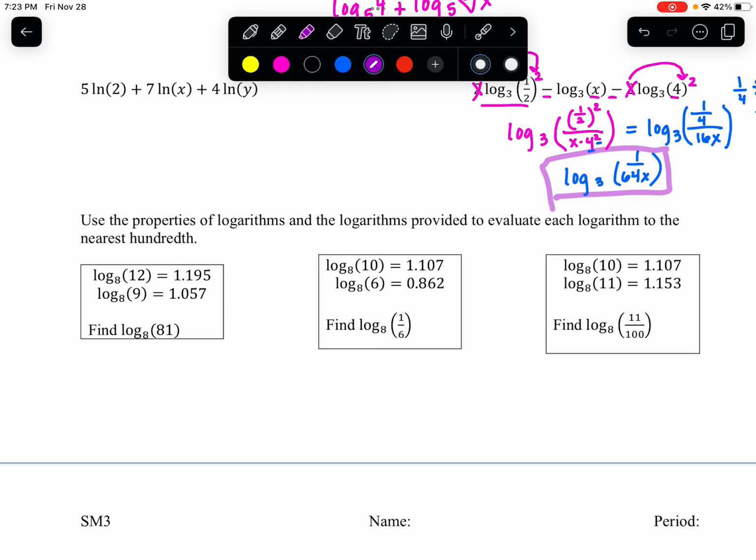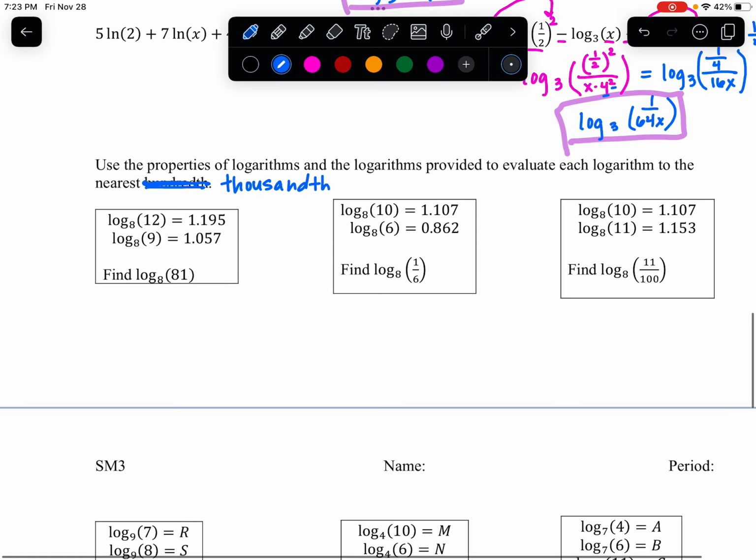Okay, but it says use the properties of logarithms and the logarithms provided to evaluate each logarithm to the nearest hundredth. And I've already rounded. If you look, all of these are rounded to the nearest thousandth. So we're actually going to change that to thousandth place because I wasn't thinking. Let's look at this first one.